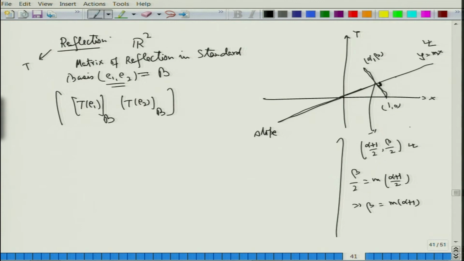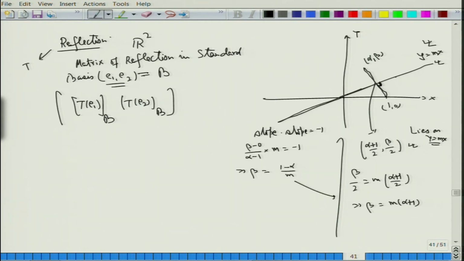So, this part lies on y equal to mx. Now, the product of the slopes is equal to minus 1. So, the slope of this is beta minus 0 upon alpha minus 1. This times the slope of this, which is m, should be minus 1, which implies beta is equal to (1 minus alpha) upon m. So, solve these two.